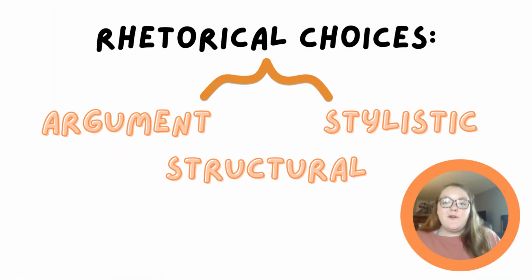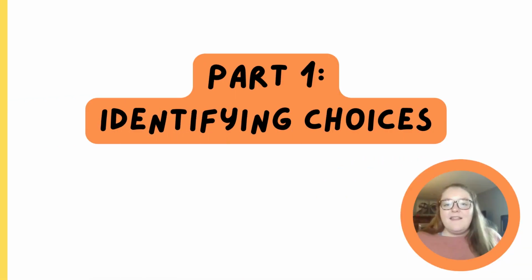Now, the term rhetorical choices covers a wide range of different strategies and tools writers use to appeal to their audience. For our purposes, I'm going to divide it out into 3 categories. First, choices that the writer makes about their argument itself. Second, structural choices, or choices the writer makes about organization. And third, stylistic choices, or choices that the writer makes about the language they use and how they express their ideas. Let's start by talking about how we identify these choices in a passage.